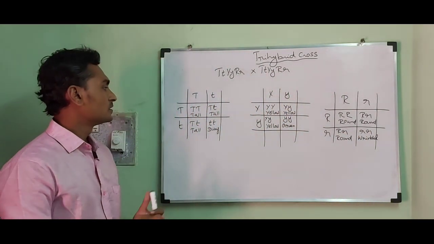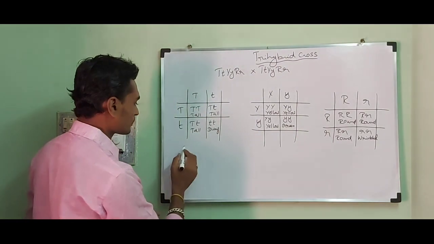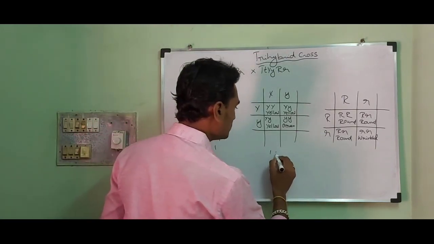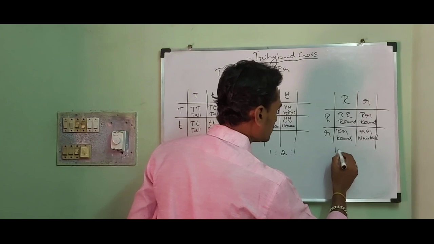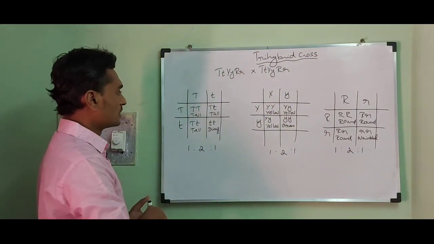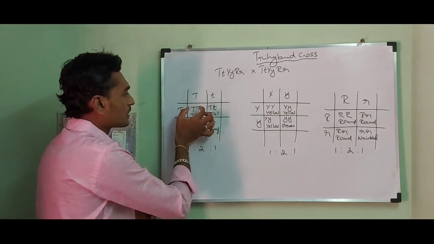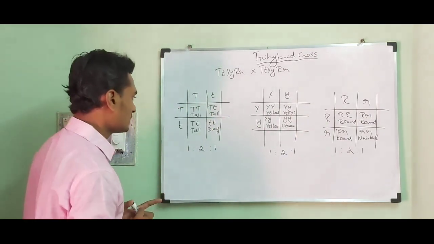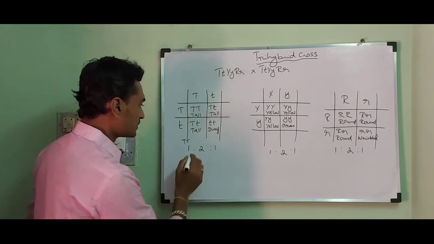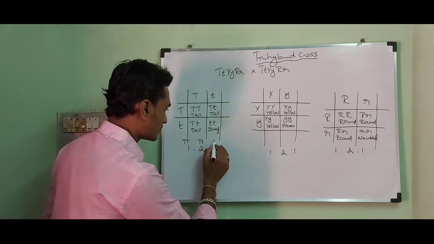Then the genotypic ratio for each character is 1 is to 2 is to 1. Now I am going to write the possibilities. Here we have capital T, capital T, only one young one. So here we have homozygous dominant, only one, heterozygous dominant, 2, homozygous recessive, 1.